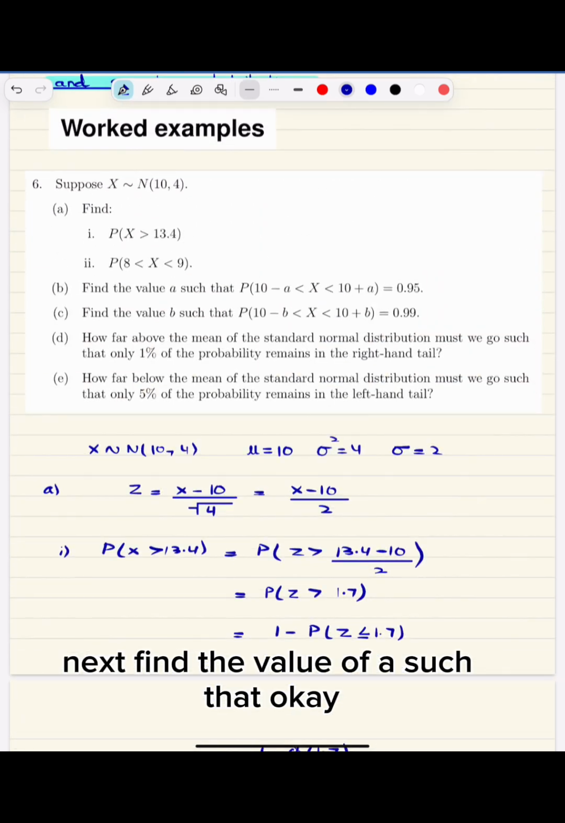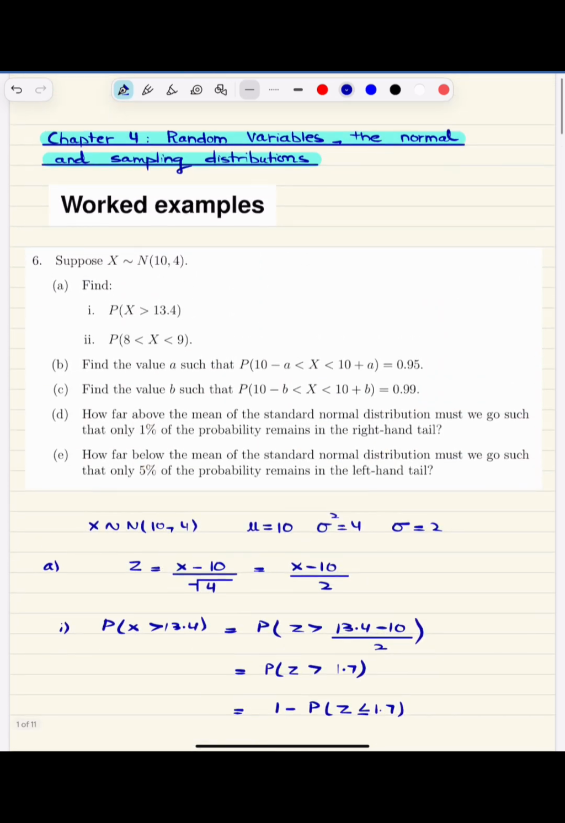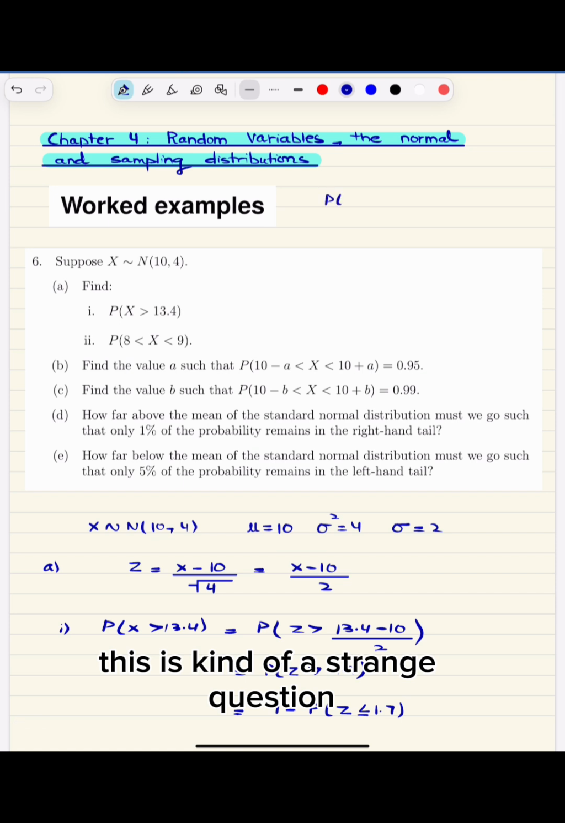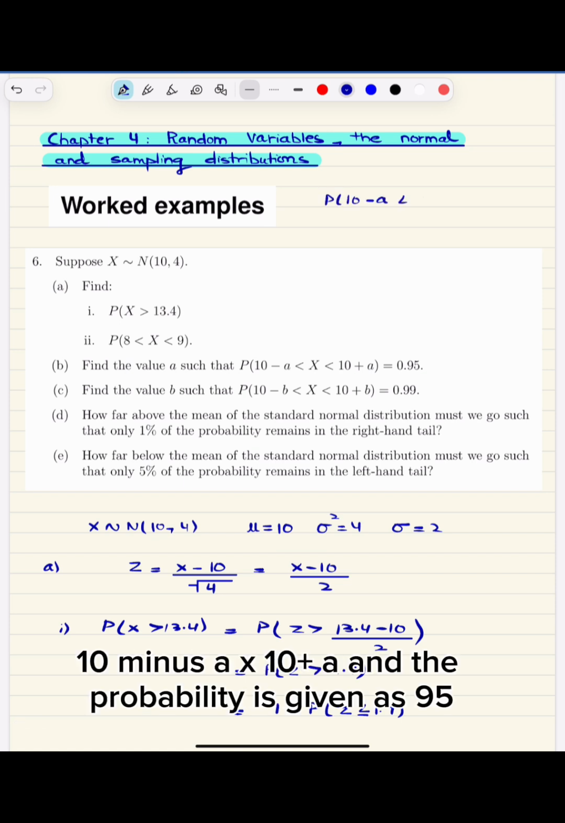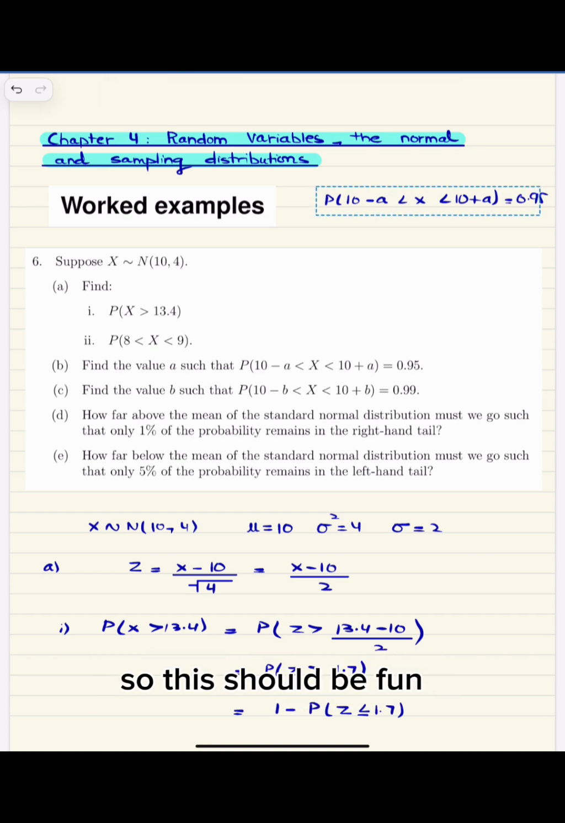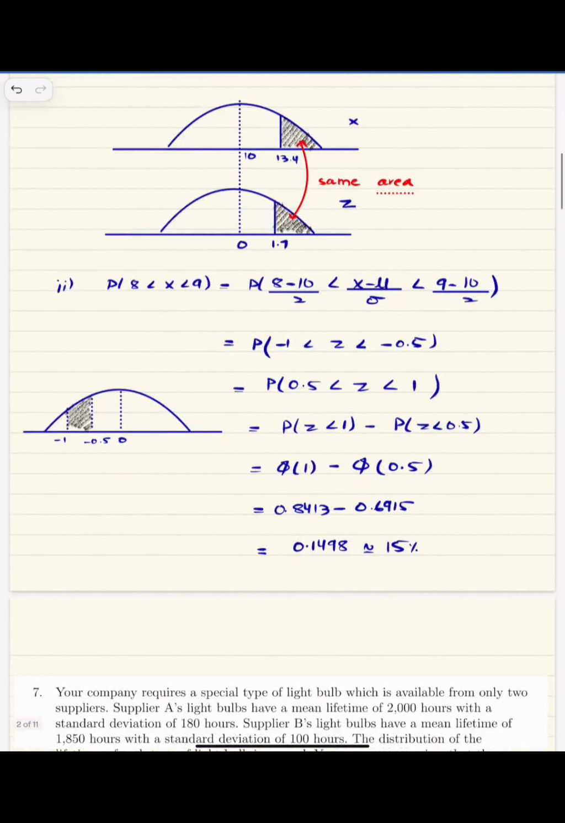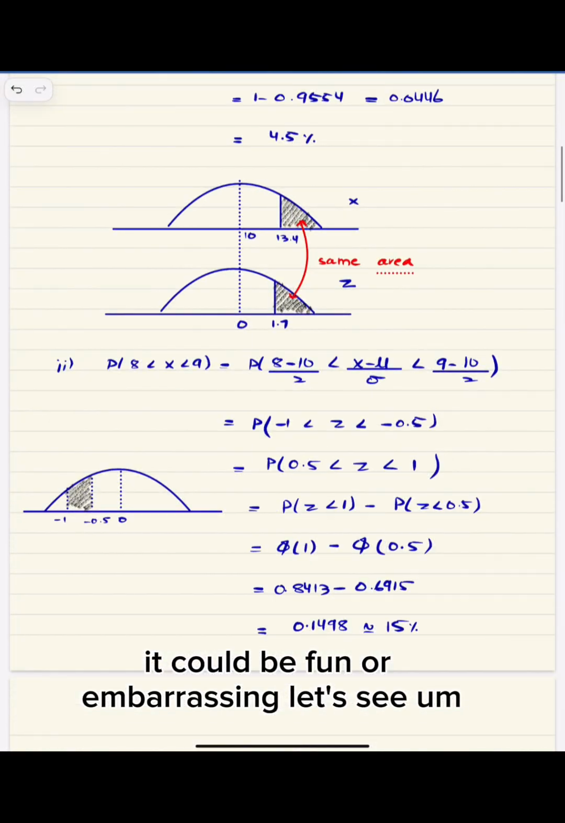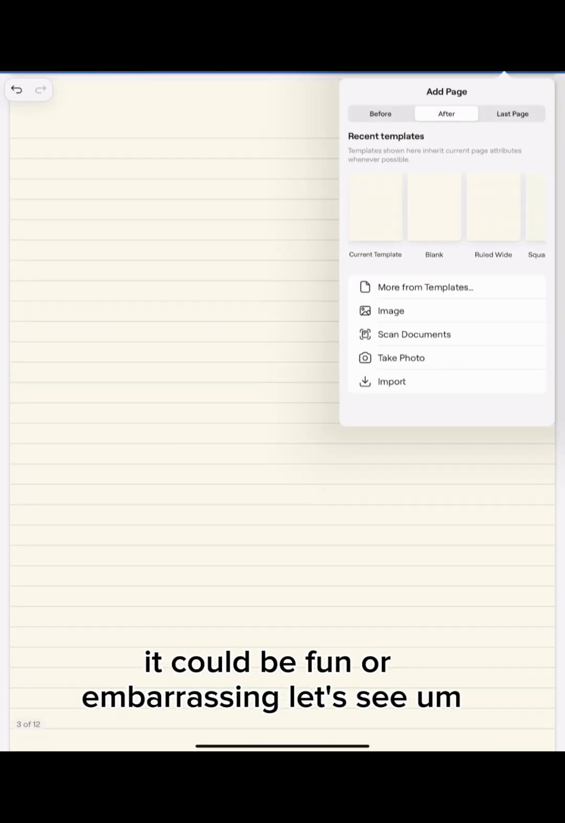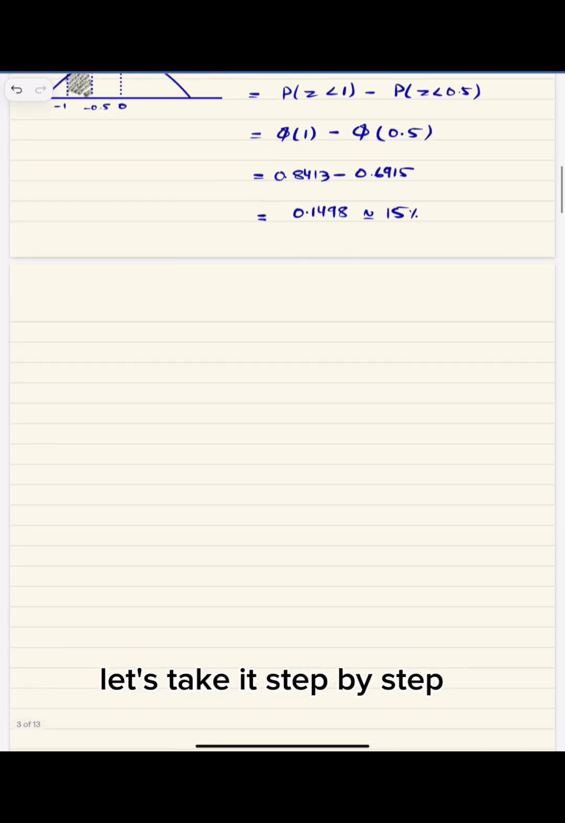Find the value of a such that, okay, this is kind of a strange question. The probability of x lying between 10 minus a and 10 plus a is given as 0.95. So this should be fun. It could be fun or embarrassing. Let's see. Let's take it step by step.